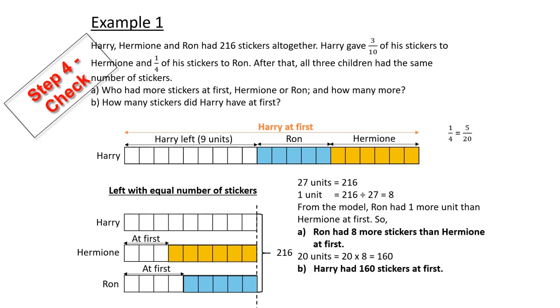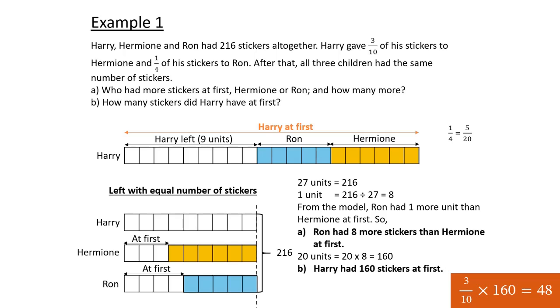The fourth step is to check your answer, and we can do this by substituting the numbers into Harry's part-whole model. Harry had 160 stickers. He gave 3/10 to Hermione, which is 3 times 16 equals 48, and 1/4 to Ron, which is 40, leaving him with 160 minus 48 minus 40 equals 72 stickers. 72 times 3 equals 216, the number of stickers Harry, Hermione and Ron had altogether. So because the problem conditions have been met, we have checked that our answer is correct.